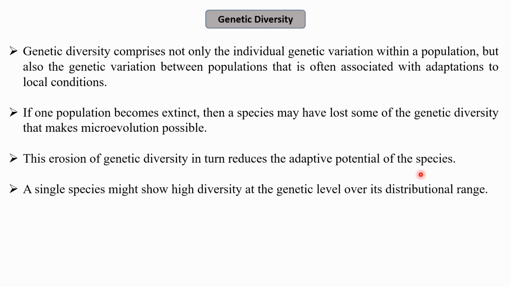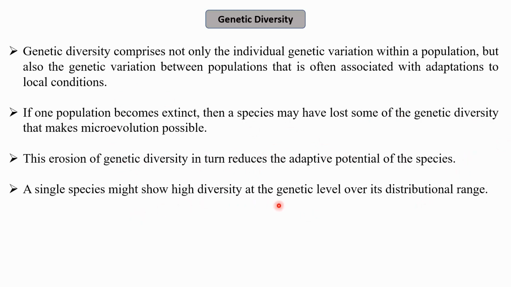If there is a loss in a population that has genetic diversity, there is a chance of losing some genetic diversity that makes microevolution possible, thus impacting it. During microevolution, some genes randomly mutate to other genes, leading to changes in allele frequency over one generation. After this, there is genetic drift or gene flow, which is the inflow or outflow of organisms from the population, and then natural selection, the survival of the fittest. Therefore, genetic diversity is important, and the erosion of this genetic diversity may impact microevolution or reduce the adaptive potential of the species.